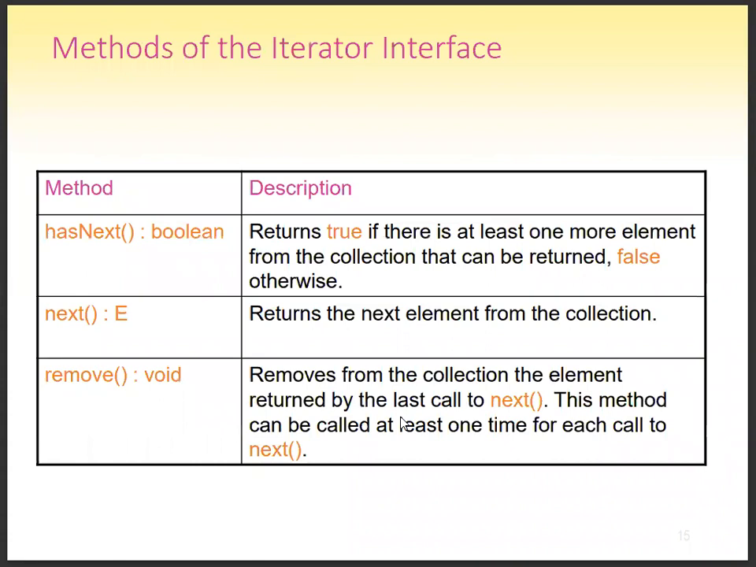so basically here is a description of the iterator interface. Basically it returns Boolean values. It returns true if there is at least one more element from the collection that can be returned. Okay, it means that there should be at least one element, and if that element is available, then the hasNext method returns the true value. Otherwise it returns false.